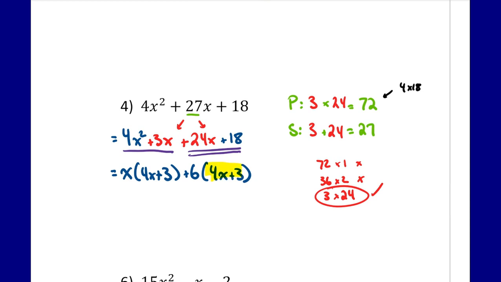The goal here is to get the same bracket. So we see we have 4x plus 3 and 4x plus 3. So now I can common factor out 4x plus 3. And the remainder, x plus 6, is going to be my second bracket. Just a lot of color coding. So that's the other method.